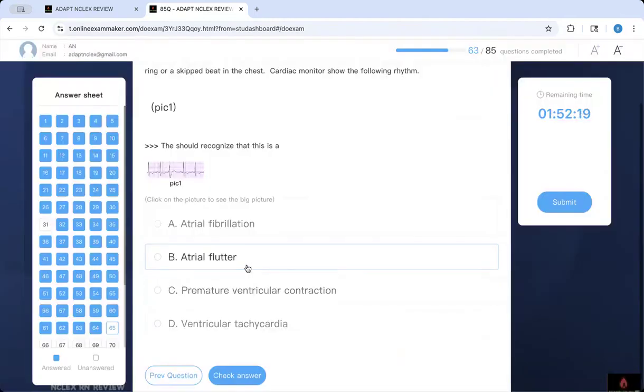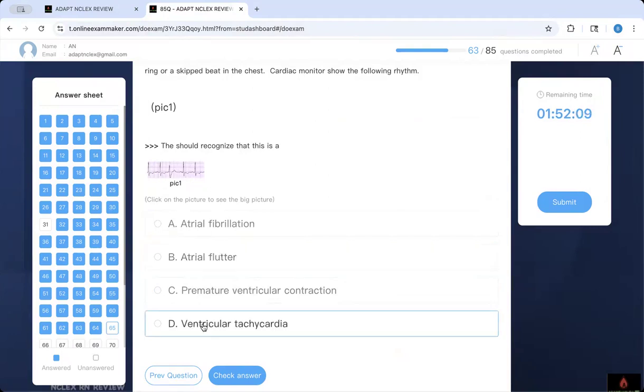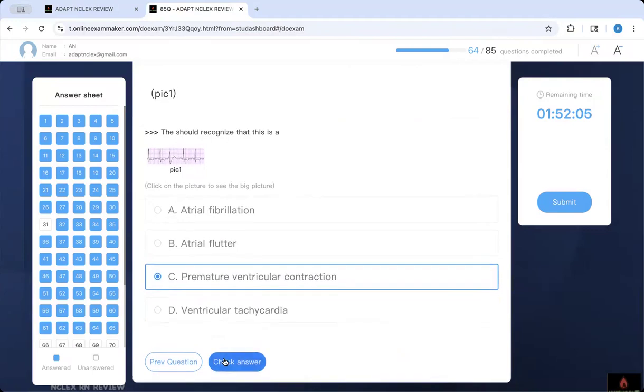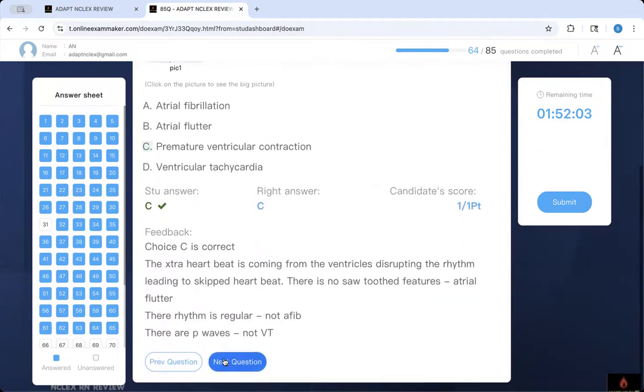So based on that, it can't be AFib because I can see atrium. A flutter, I don't see sawtooth information. VTAC, I see atrial information. Therefore, this has to be premature. You see how I read the EKG. Don't make it so difficult. Just step back and analyze it. You can see that you can master it.